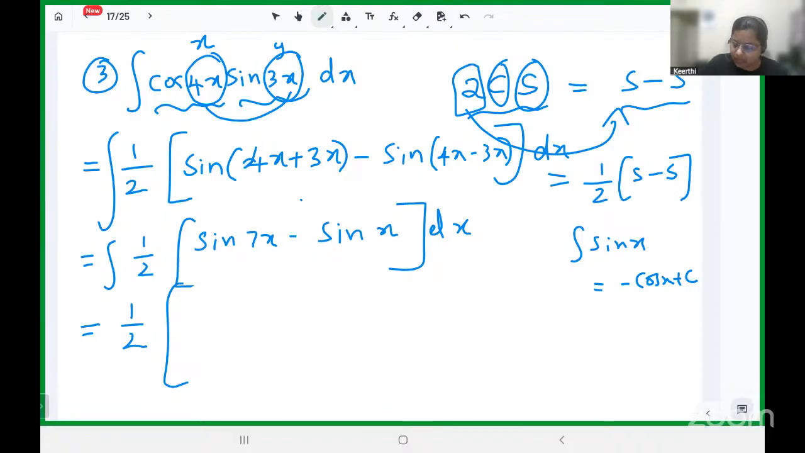But here, in the place of x, it is 7x. 7x is a linear polynomial, so we can assume it as x. We can assume any linear polynomial as x and find the integral as usual by applying the standard result. But the condition is that you should never forget to divide the result by the derivative of the linear polynomial. So the integral of sine 7x is minus cos 7x.